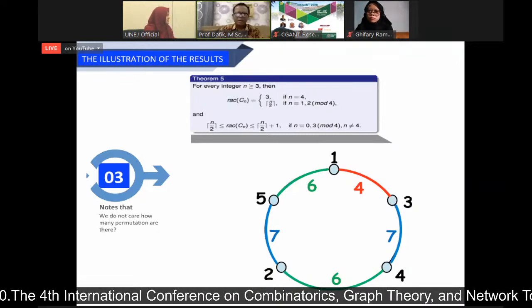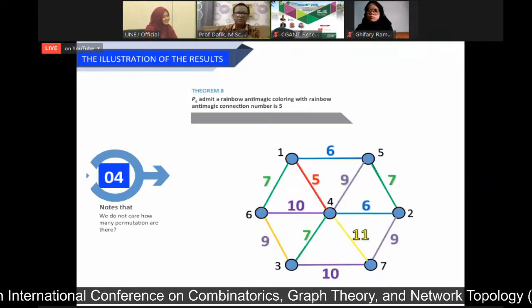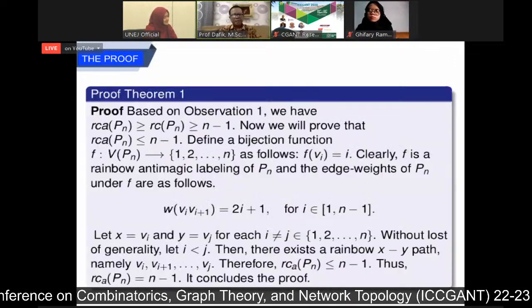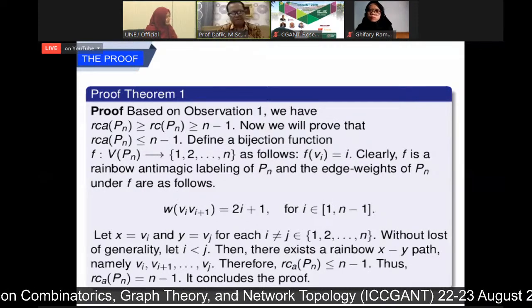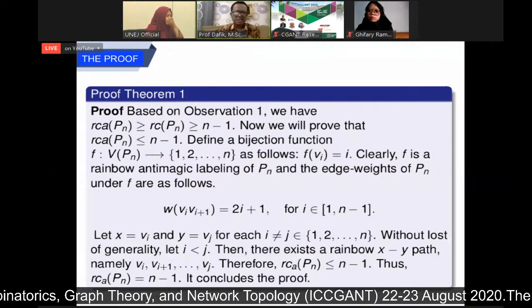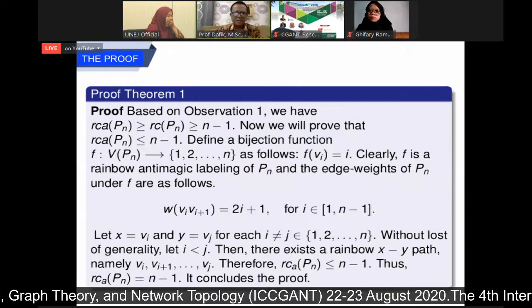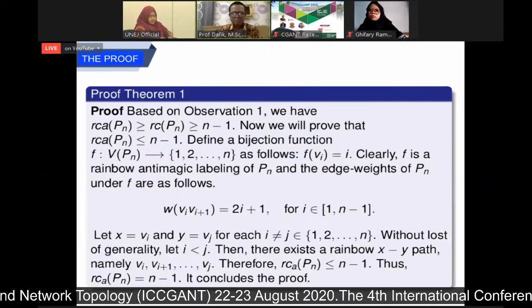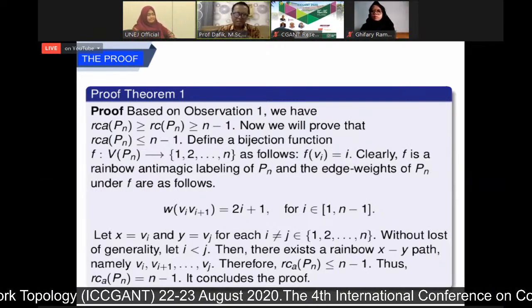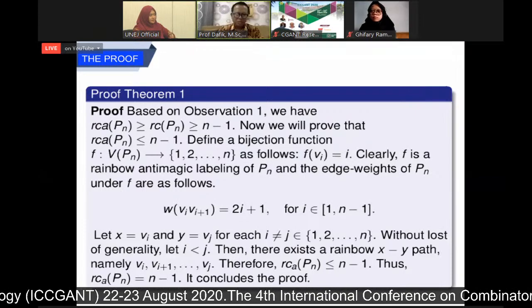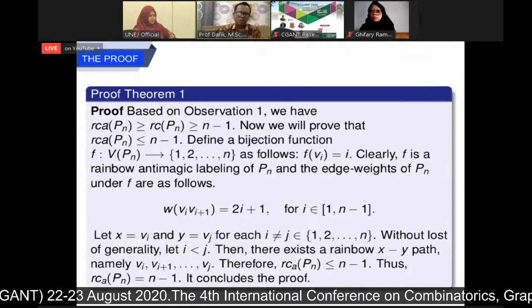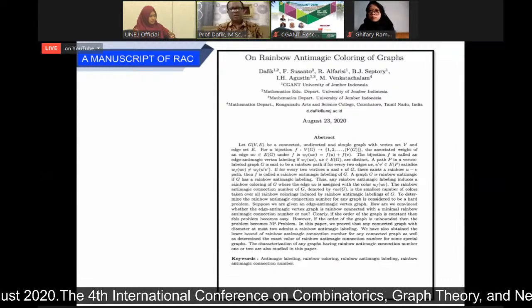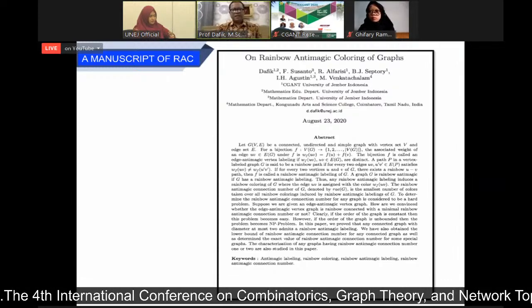We had a theorem before, and this is for the wheels. We have that one, and this is the way to prove the theorems. I believe for the simple family of graphs, for example paths and everything, it is simple to prove. But for the complex ones, I believe we need to give more effort to prove it. And hopefully this one is done in the near future.